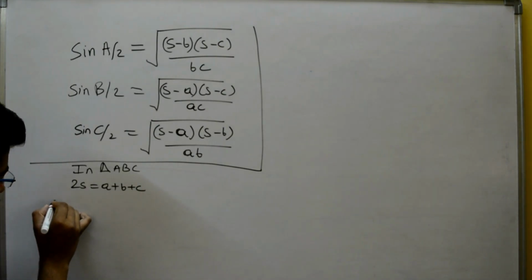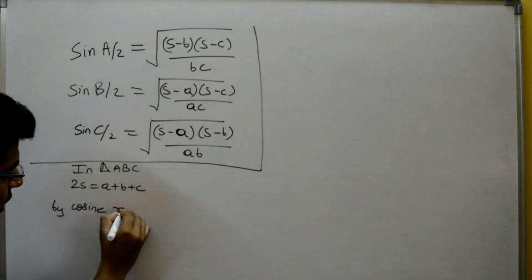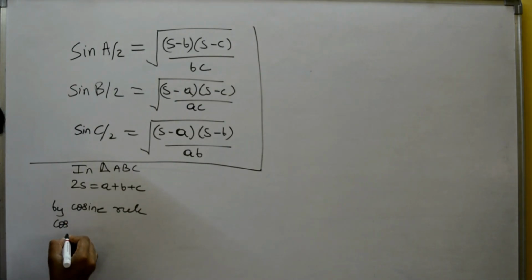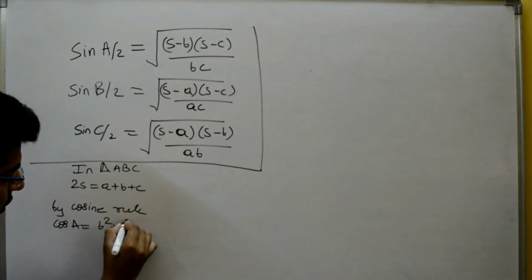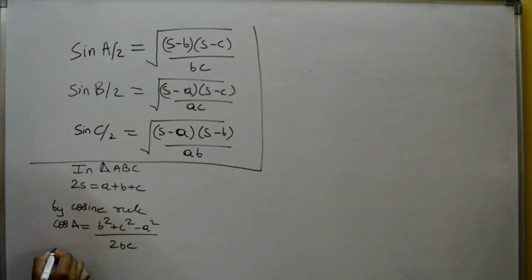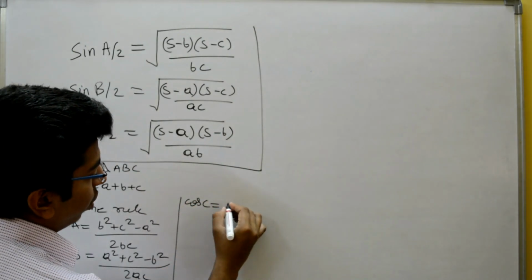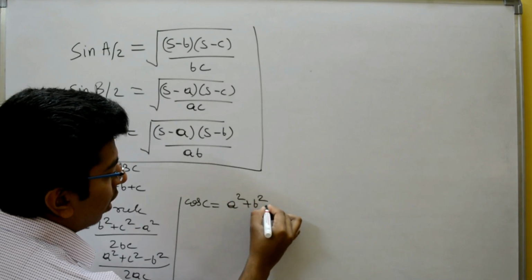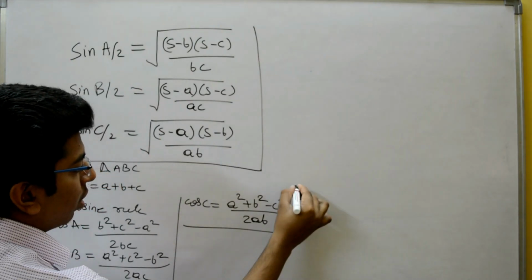So by cosine rule, cos A is equal to b square plus c square minus a square upon 2bc. Cos B is equal to a square plus c square minus b square upon 2ac. Cos C is equal to a square plus b square minus c square upon twice ab.